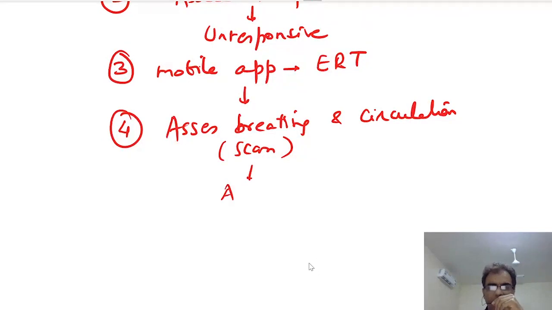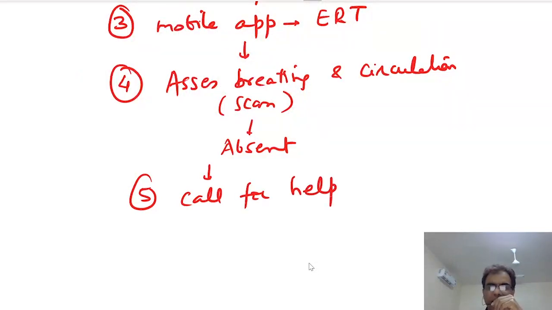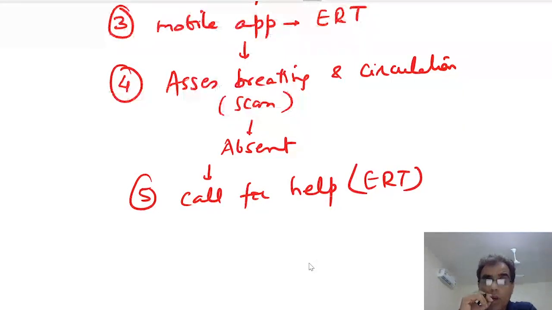If they are absent, pulseless, breathless, or even gasping, then before doing anything, just call for help. It means activate the emergency response team. Why? For two reasons. One, you alone cannot do CPR, you need help, you need more people. And secondly, the cause of cardiac arrest in an adult patient should be considered VF until proved otherwise.